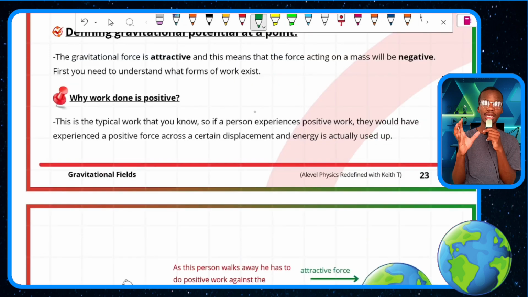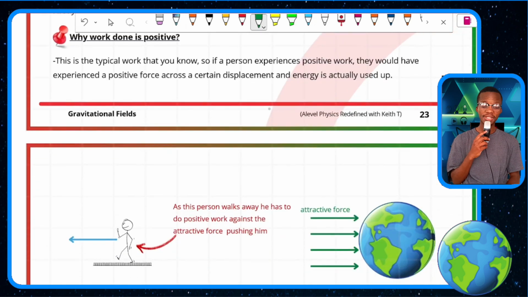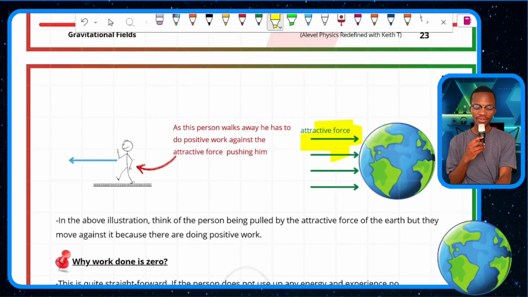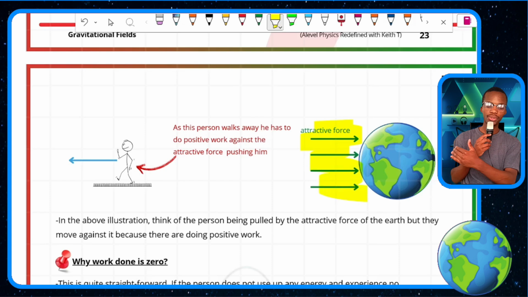Understanding why work done is positive. Why is it that the work that we do can be positive at times? So this is the typical work that you know. If a person experiences positive work, they would have experienced a positive force moving a certain displacement. So if you look at this illustration over here that I have, we have an attractive force over here. So it's a force that's trying to pull you towards the Earth.